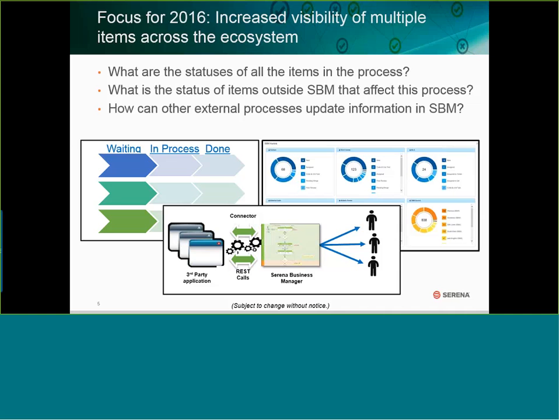So the first thing is, what's the status of all the items in a process, or even what's the status of items across multiple processes. So we have the need to have a different visualization and be able to find out what the status is. There's a need for, what's the status of an item outside of my process. SBM integrates with a variety of different third-party applications, and there's a need to be able to reach out and find out what the status is, even if the item or the data doesn't reside within SBM.